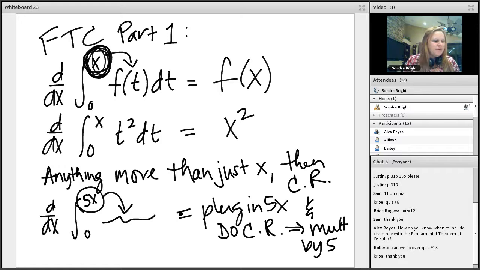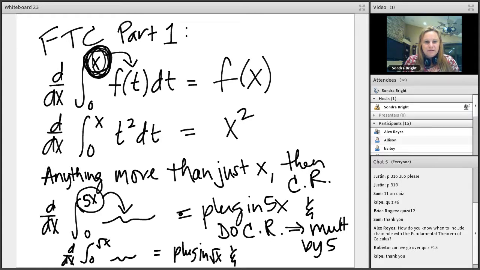Or I think we did another one where it was from 0 to rad x of whatever it is. You had to plug in rad x and then do chain rule, which meant multiply by 1/2 x to the negative 1/2. So always chain rule. If it's not just an x up there, then you've got to do the chain rule of what is the derivative of what's sitting in there. Plug it in and then do that.